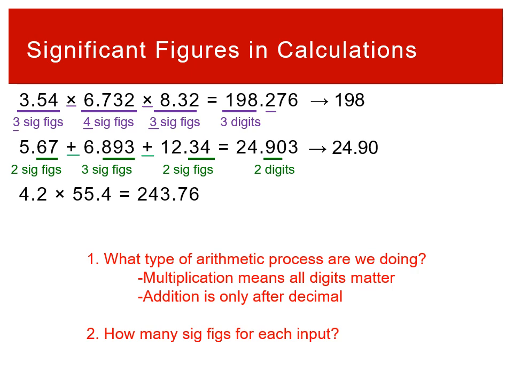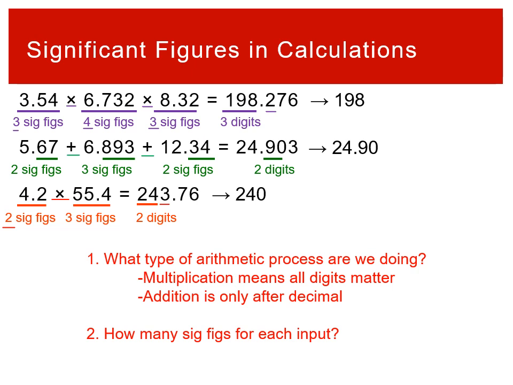For this last one, I'm doing 4.2 times 55.4. I can see it is multiplication. So I'm going to count the sig figs of my inputs. I got 2 and 3. That means I'm going to round this answer. I need to round it to 2 digits, matching the 2 that I had right there. So if I round it to 2 digits, I'm rounding on the 4. You can see that the 3 is there, so I'm going to round down. The correct answer is 240.